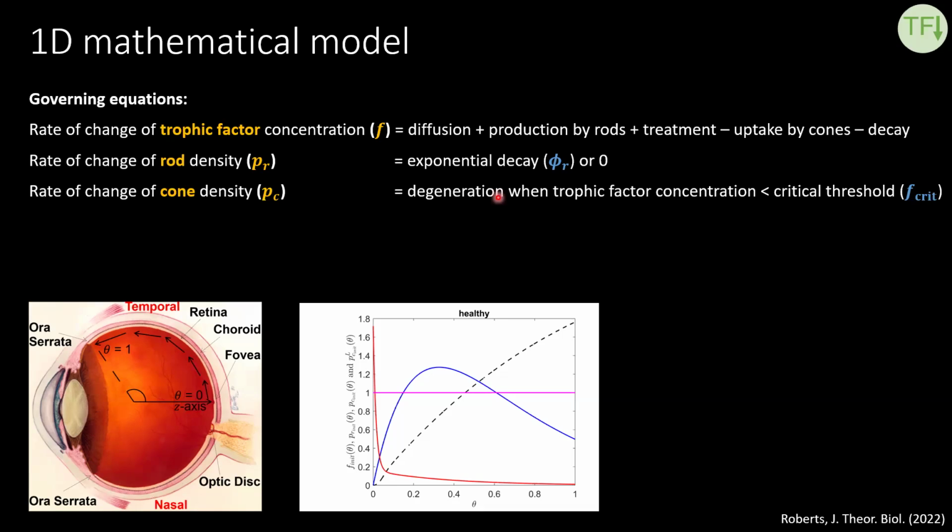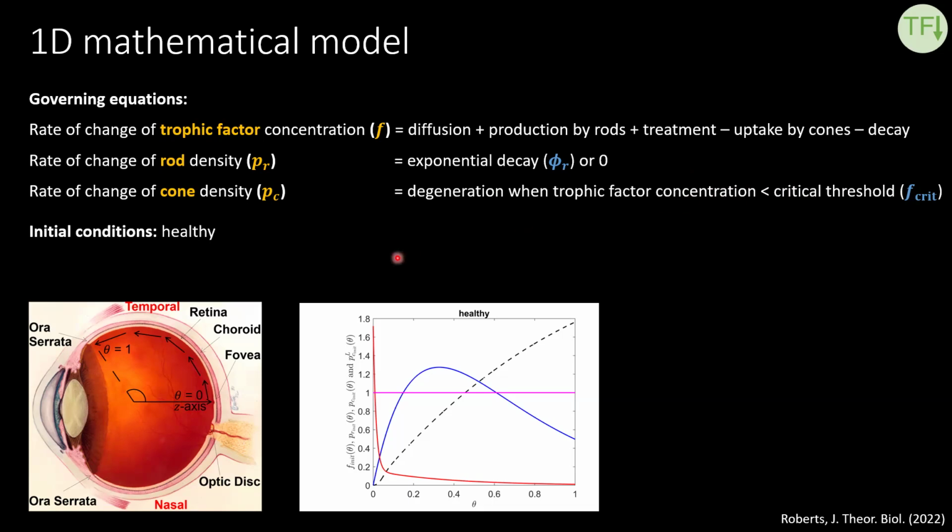So it'll be the case that the cones will remain healthy until the local concentration of F drops below the critical threshold F crit, at which point they'll just decay. So before we had a situation where if oxygen levels went too high, then photoreceptors degenerated, whereas now we've got a case where if the trophic factor concentration goes too low, then cones will degenerate.